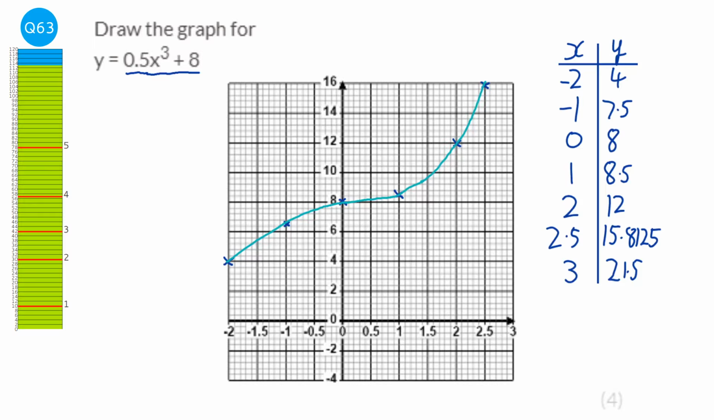The exam is very forgiving when it comes to curves. They know that not everyone's got the steadiest of hands. So as long as yours goes through the points and doesn't have gaps in it or feathering or anything like that, and it's just one continuous smooth line, then you'll get the marks.